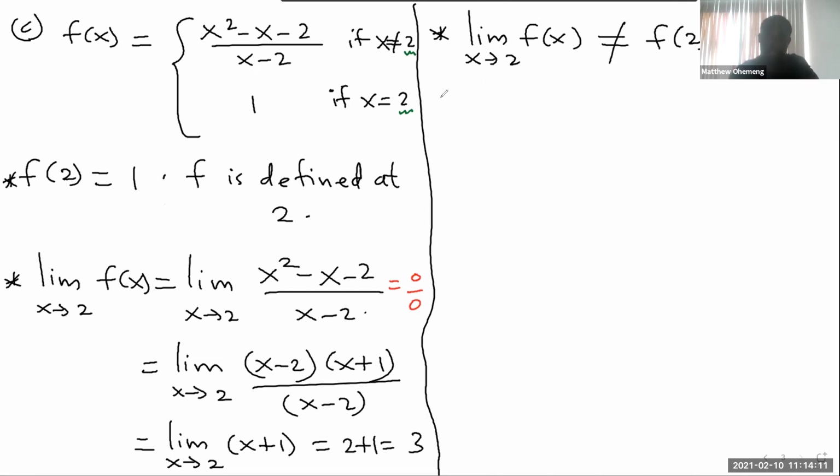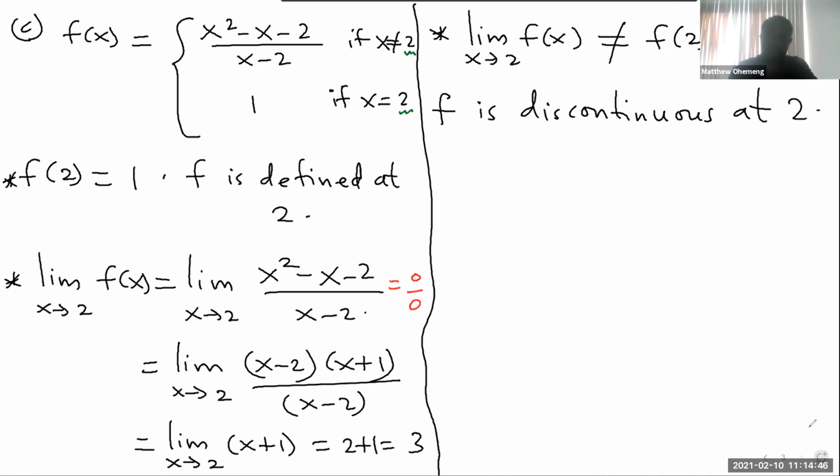So we conclude that the function is what? Discontinuous at 2, right? And the reason for the discontinuity is because the limit and the value of the function at 2 are not the same. They are not equal. So that's the mathematical reason. Please, any questions on this? Anybody needs time here? Okay. Then let's move on.